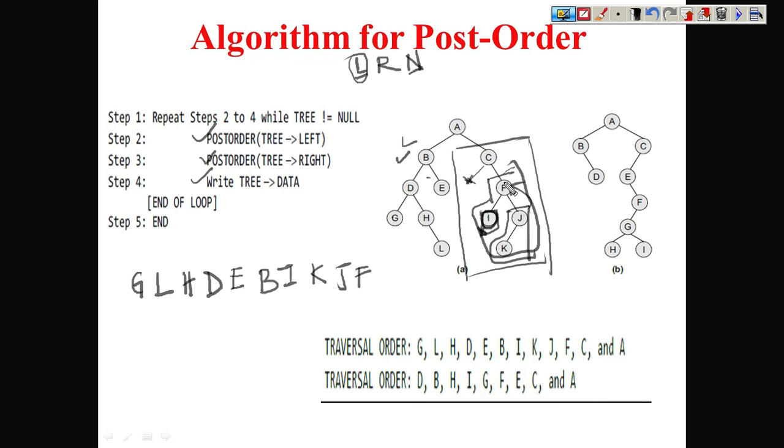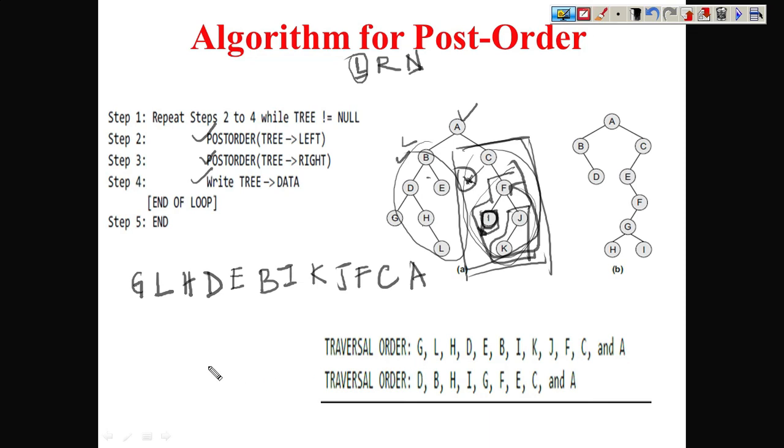And so now if you look at this particular tree, the left has been processed, the right has been processed, so you go to the root, which is C. Now for our main tree, the entire left has been processed, the right has been processed, so you will go to the root, which is A.